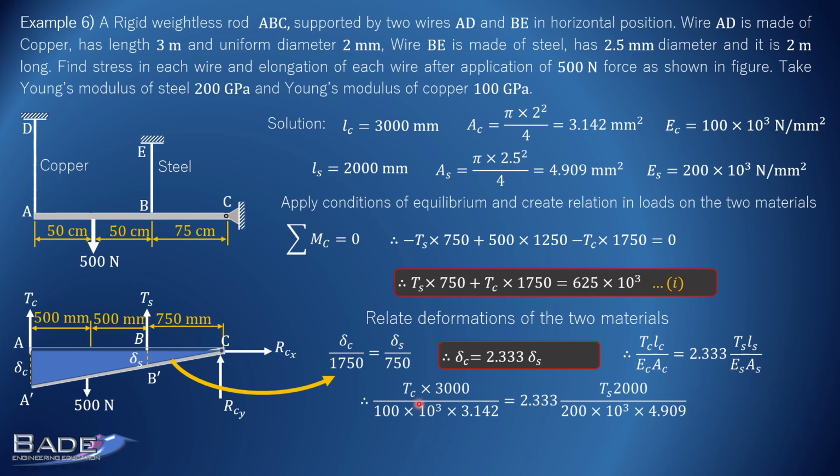Now TC into 3000. Just put the values. Length of copper is 3000. Now TC into 3000 divided by Young's modulus of copper and area of copper. Just put the values, and this is how you have found out relation between tensions. So TC is equal to 0.4977 TS. Now replace TC in equation 1 by 0.4977 TS.